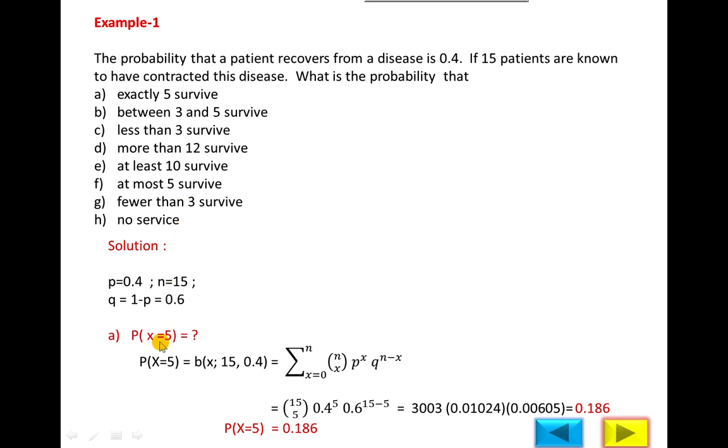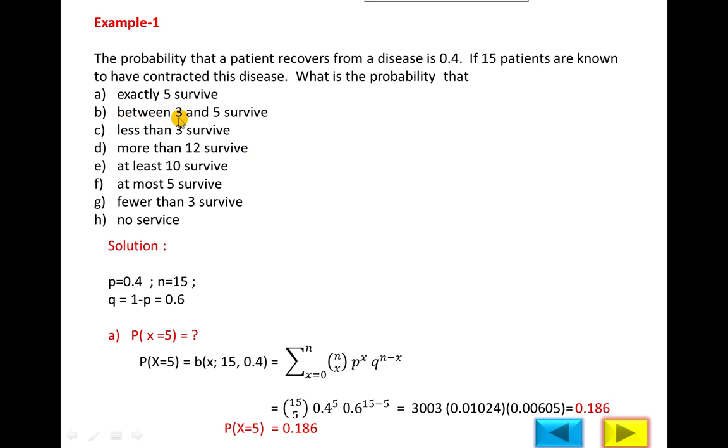Exactly means 5, equal to, we will use this. Between means you have 2 conditions, a lower and an upper value. X will be greater than or equal to 3, less than or equal to 5, and so on. We will study one by one. I will solve each part one by one. So the probability of exactly 5 patients surviving if 15 patients are known to have contracted this disease is 0.186.